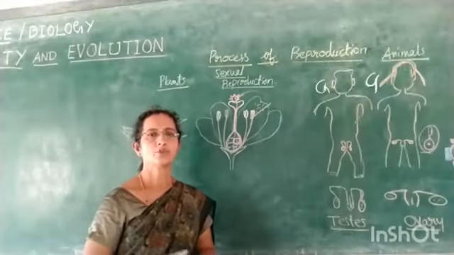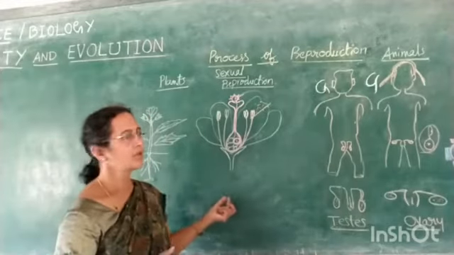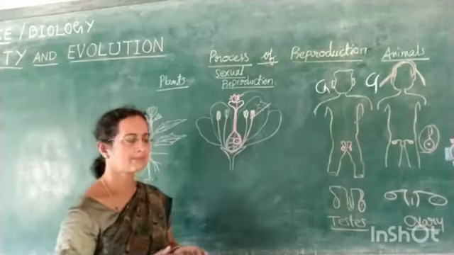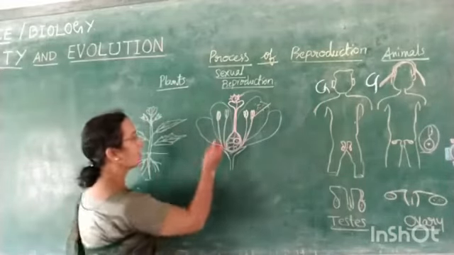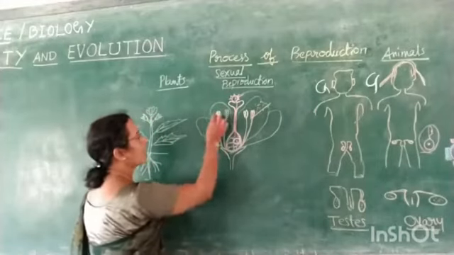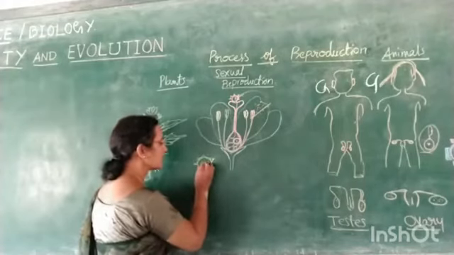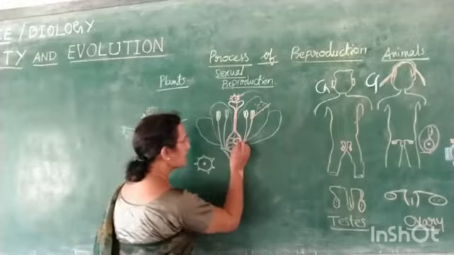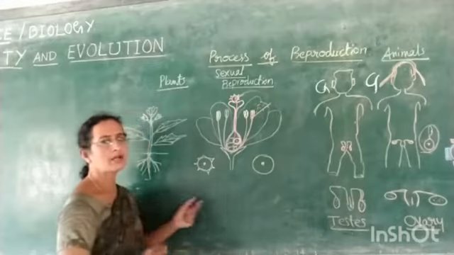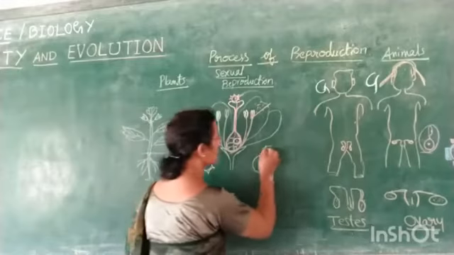Any new organism is born from the parental organisms, so it gets the genetic material from the parental cell. Suppose in plants we have the male part, the anther, having the pollen. The pollen is a reproductive cell. And in the female part we have the ovule, which is the female reproductive cell. So this is the male reproductive cell, and this is the female reproductive cell.